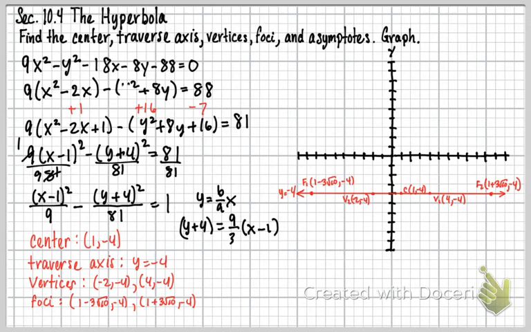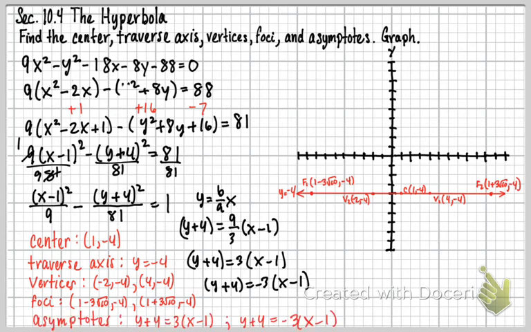So now that's going to be one of our new lines. And I can simplify this a little. And then I can do the same for the other. So this is going to be really y plus 4 equals 3 times x minus 1. And the other equation then is going to be y plus 4 equals negative 3 times x minus 1. So I just wrote them down at the bottom there for my asymptotes.